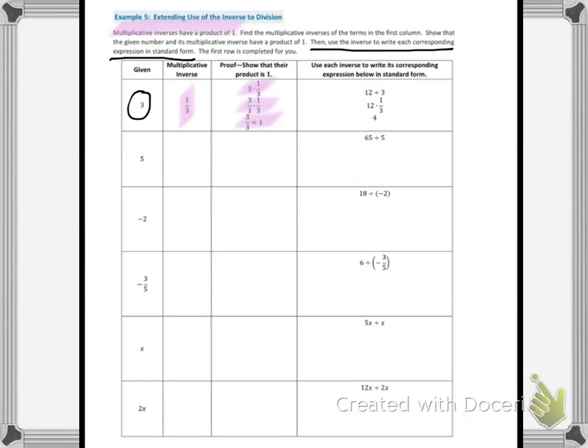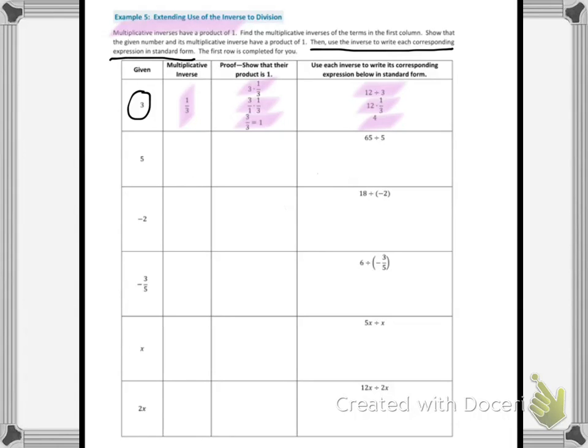Use each inverse to write its corresponding expression below in standard form. So let's see, 12 divided by 3. I'm not sure where they are getting that 12. Use each inverse. Oh, I guess they're giving you this, and then you have to do this and this. Anyway, let's go ahead and do 5 together, and then I'll have you do the others, which get a little bit more complicated as you go down.